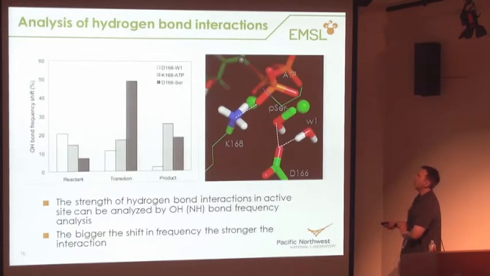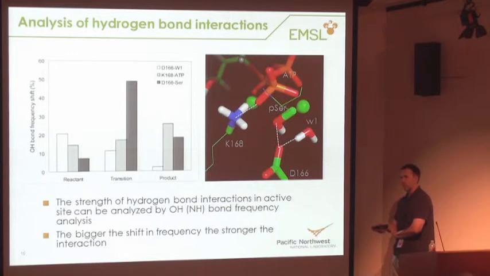You can also analyze hydrogen bond interactions in the active site. The way to do it is you look at the OH or NH bond stretch frequency and see how much it's shifted compared to the vacuum. So the more it's shifted, the stronger your hydrogen bond interactions. That also gives you an opportunity to study what kind of networks you have in the active sites.